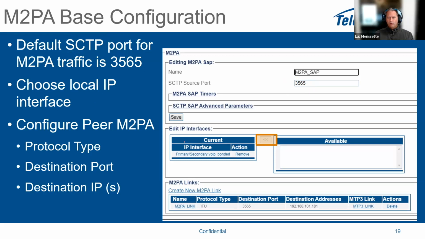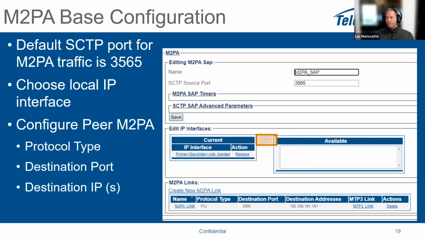Then you can choose the local IP interface. So this is the one we configured just before, right? And then you just need to select those two arrows, and it will appear here. You press the two arrows, it appears there. So then these are the ones that will be used for your M2PA connection.